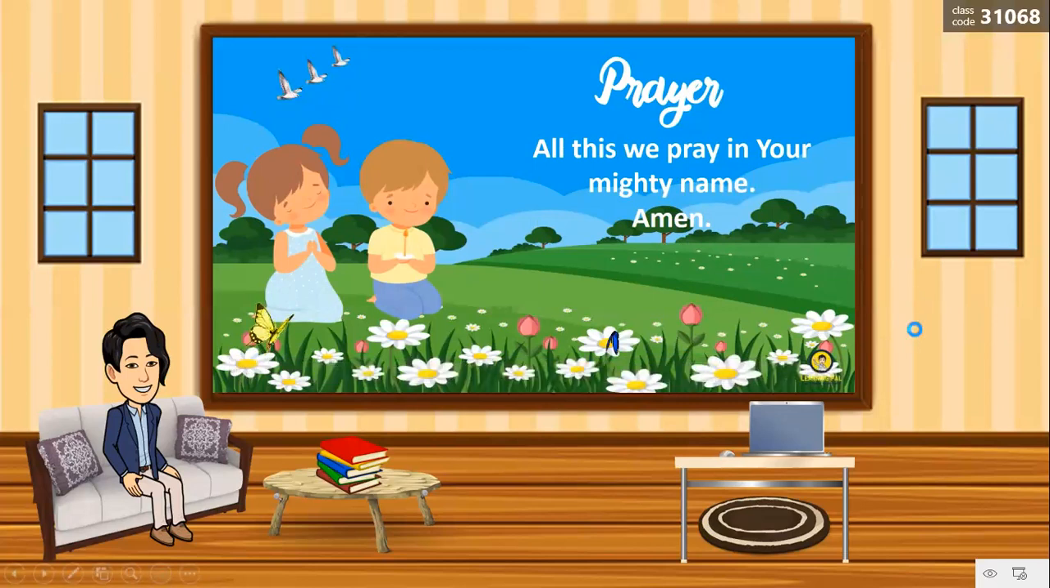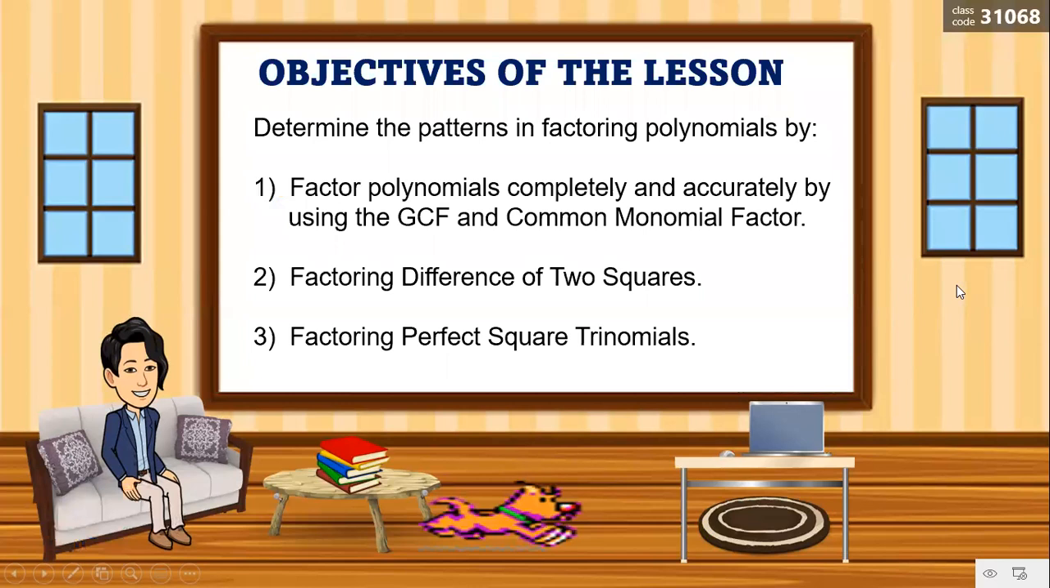So with that, our learning objectives this day. Can you read number 1? Factor polynomials completely and accurately by using the GCF and common monomial factor. Next, number 2? Factoring difference of two squares. Next, number 3? Factoring perfect square trinomials. Okay, very good.